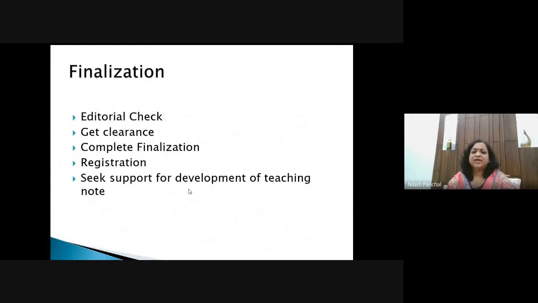You should try to get an editorial check. You should try to get clearance. You should try to complete the finalization. You have to go for registration and seek support for the development of the teaching note. So you need to keep these in mind while we are talking about writing a case.